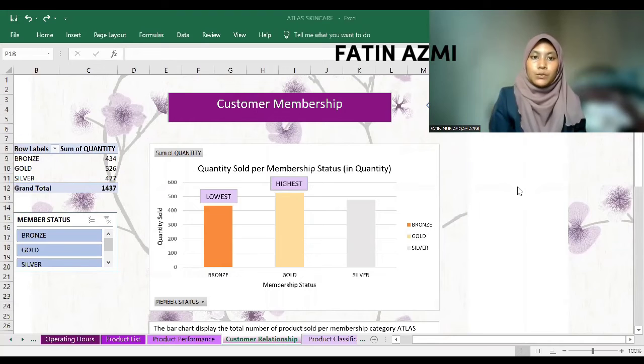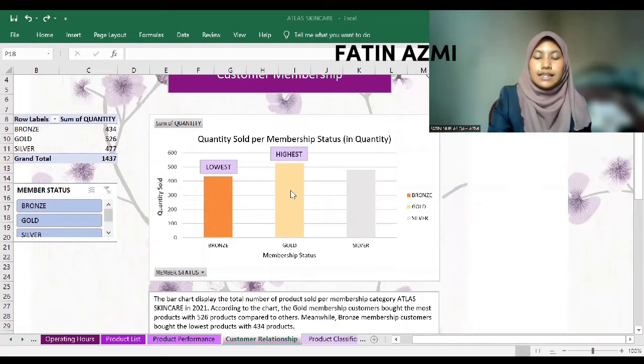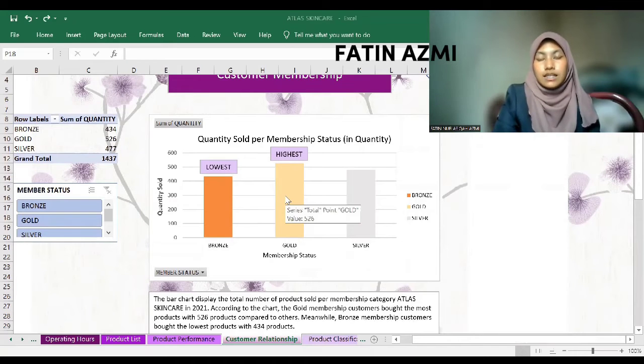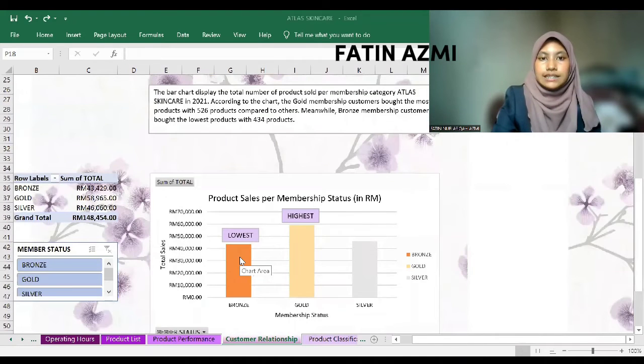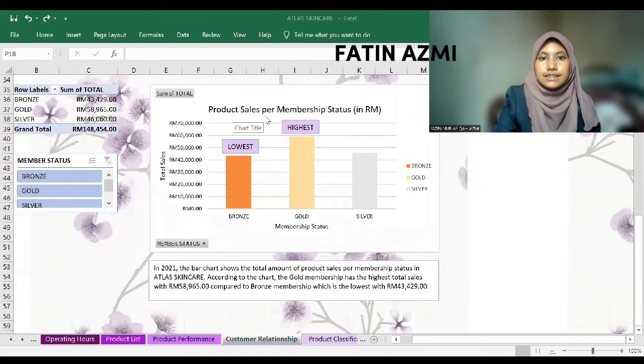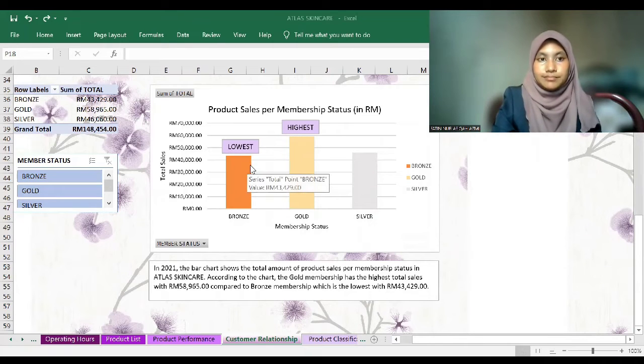Next, for our customer membership, we have 3 types of customer membership, which are gold, silver, and bronze. According to the chart, the gold membership customers bought the most products with 526 units. This is because the gold membership customers are mostly regular customers in our shop, and they also tend to buy more than silver and bronze membership customers. This is also shown in the product sales per membership status, which shows that the gold membership customers have the highest total sales compared to silver and bronze membership customers.